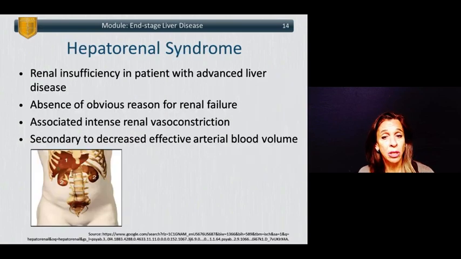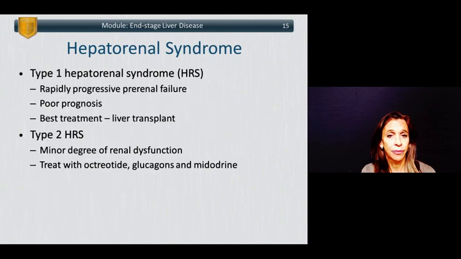Hepatorenal syndrome is sort of a feared complication and is often associated with very severe end-stage disease and poor prognoses. This is renal insufficiency in patients with advanced liver disease in the absence of any obvious direct cause of renal failure. It's associated with intense renal vasoconstriction and is secondary to decreased effective arterial circulating blood volume.